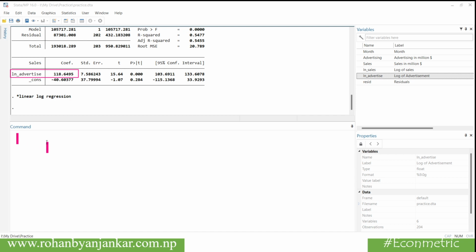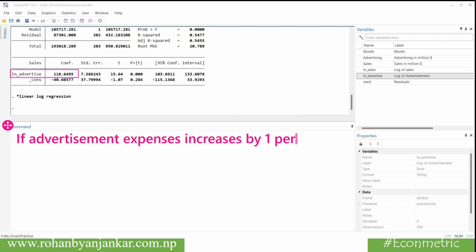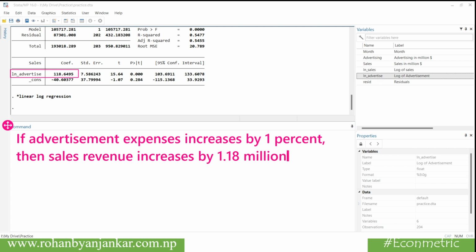So in this case, if advertisement expenses increase by 1%, then sales revenue increases by 1.18 million dollars. The interpretation is, if the advertising expenses increase by 1%, then the sales revenue increases by 1.18 million.